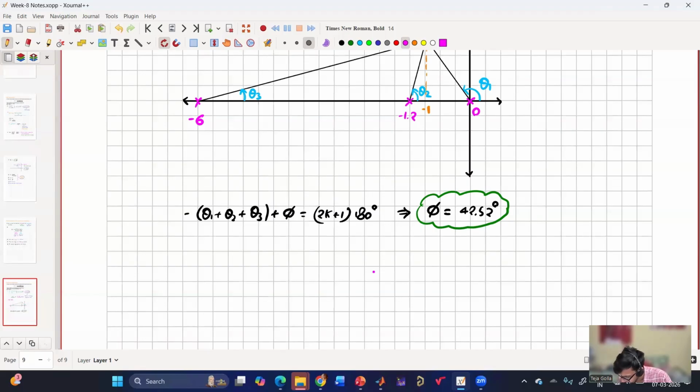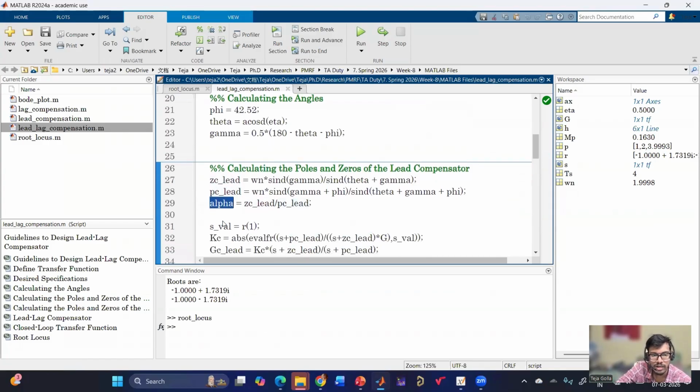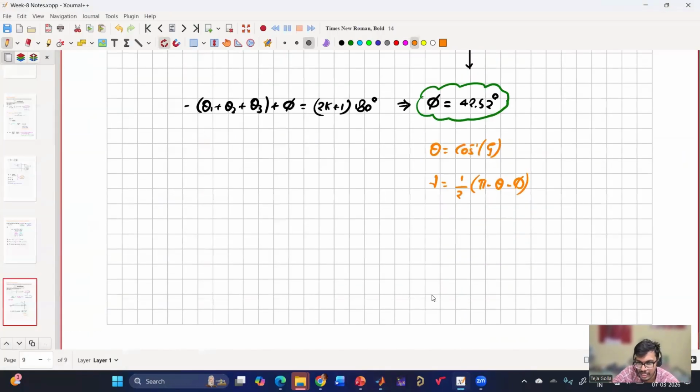So I know phi and I know theta. Theta is cos inverse zeta. Zeta is given. And then gamma, which is important, is half into pi minus theta minus phi. Once I know all the angles using the formula that sir has shared, we can calculate ZC of the lead compensator and PC of the lead compensator. I will also get the alpha.